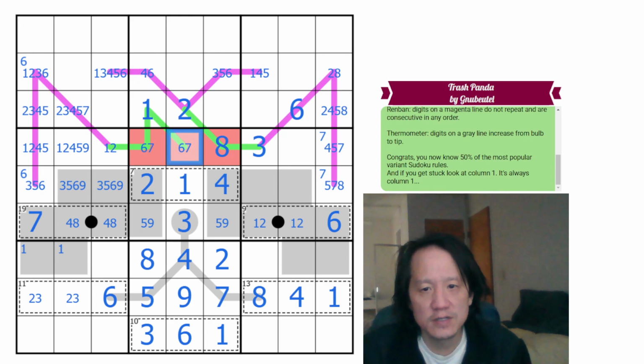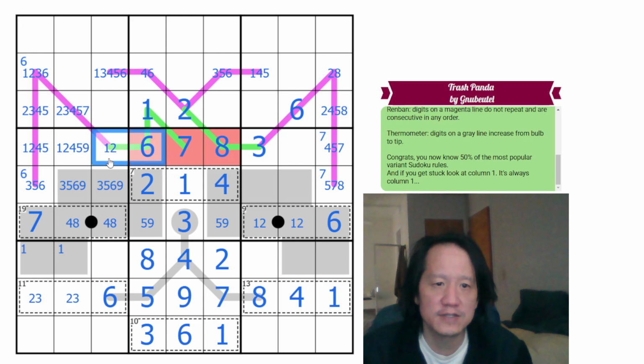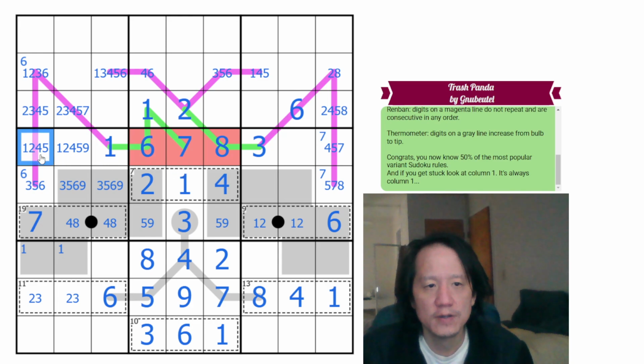This can't be 6, so this must be 7, which forces this to be 6, which means this can't be 2, because you can't have a difference of less than 5 on a German whispered line. So this must be 1, which means this is 1 through 6 then. So this cannot be 7. This can't be 1, and this can't be 1.